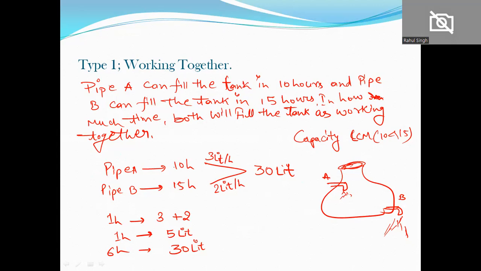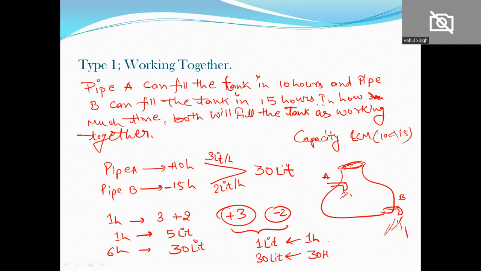So basically what is happening is pipe A is putting water in and pipe B is taking all the water out. So for that we put a minus sign, because 3 liters of water is coming inside and 2 liters of water is going outside. So the net change is that 1 liter of water stays inside the tank every hour. So to fill the entire tank of 30 liters, it will take 30 hours.